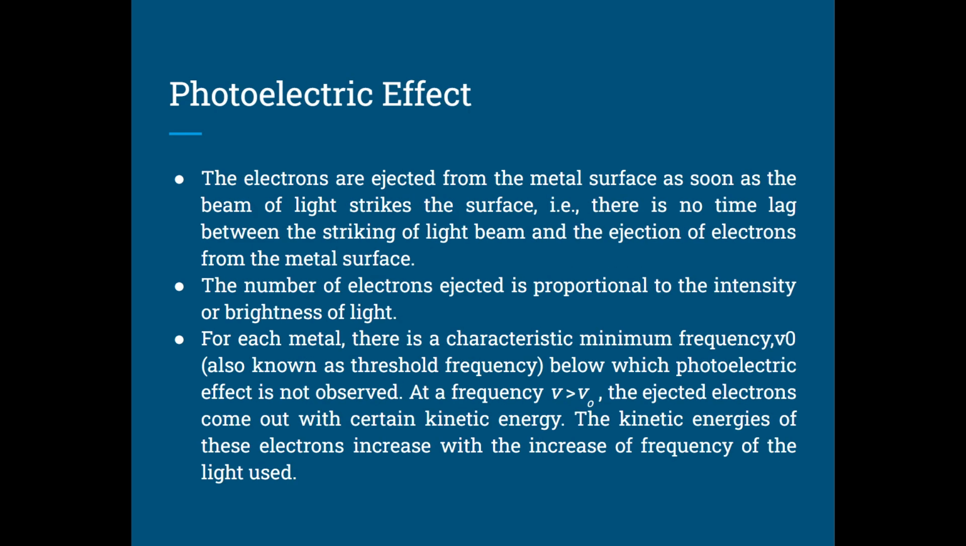Okay, so now we will be studying the photoelectric effect. The photoelectric effect generally says that an electron present on the surface of any metal will be ejected as soon as any kind of radiation strikes it. Now, this ejection of electron is a very simultaneous process.